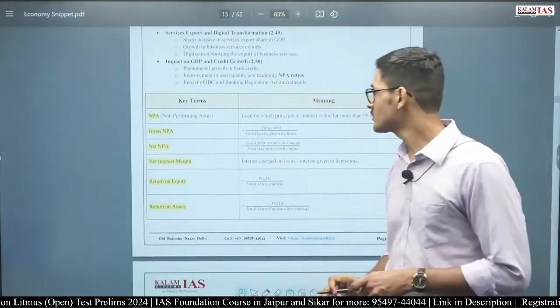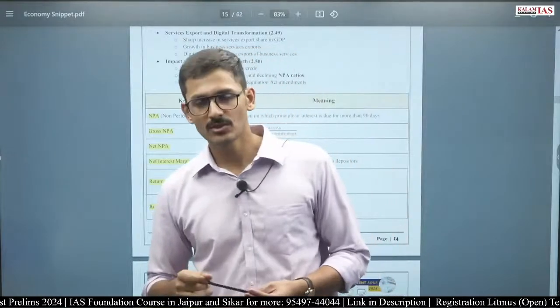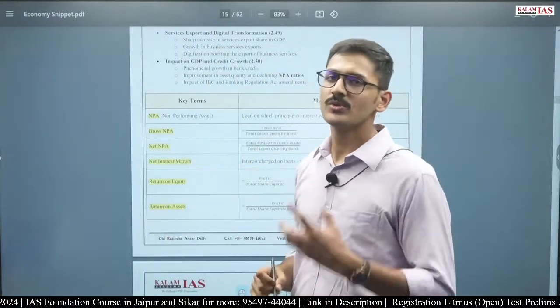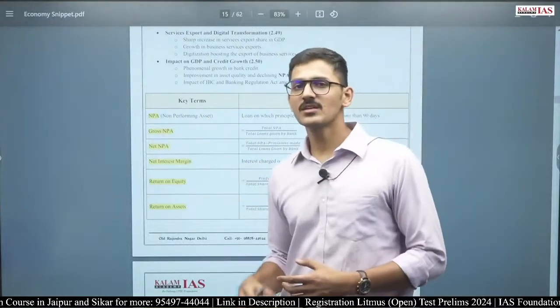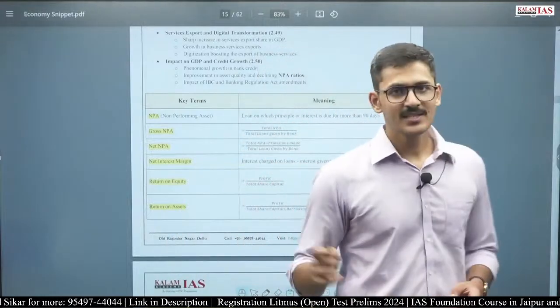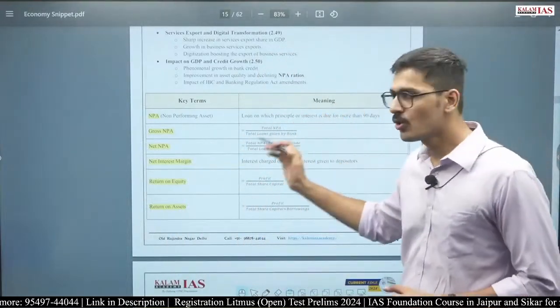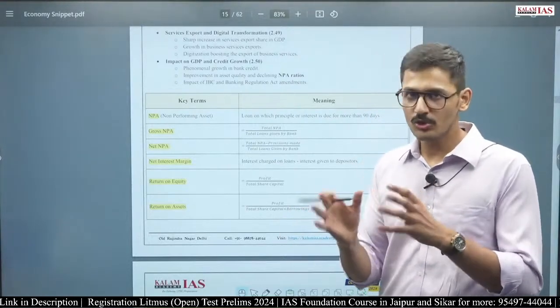Now these are important terms. The document also talks about the reduction in net NPAs and gross NPA. So you should know the difference between net NPA and gross NPA. First, what is NPA? NPA is a non-performing asset. What is a non-performing asset? Non-performing asset is basically a loan given by the bank which they expect that they are not going to recover.